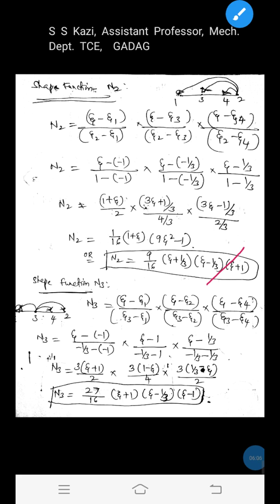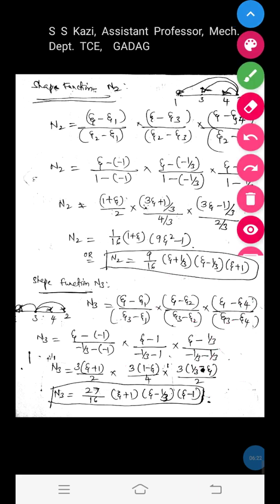After that you substitute all these natural coordinate values. We know zeta 1, zeta 2, zeta 3, zeta 4. After simplification, we will get N3, the shape function at node 3, as 27 divided by 16 into (zeta plus 1) into (zeta minus 1/3) into (zeta minus 1).